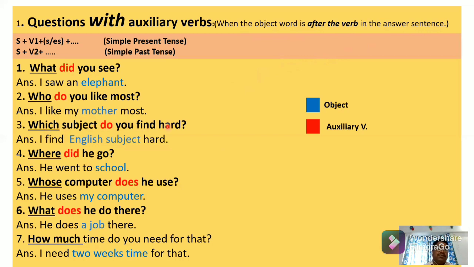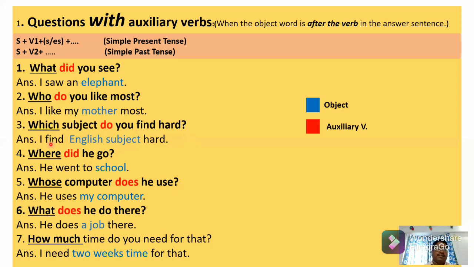Which subject do you find hard? The answer may be, I find English subject hard, or I find math subject hard, or you can say I find physics subject hard. Yes. So definitely the object. What is the object? Which subject? The answer of this question word, which subject, is English subject, right? And English subject is the object in the answer sentence. I find English subject hard, and it is coming after the main verb find, right?